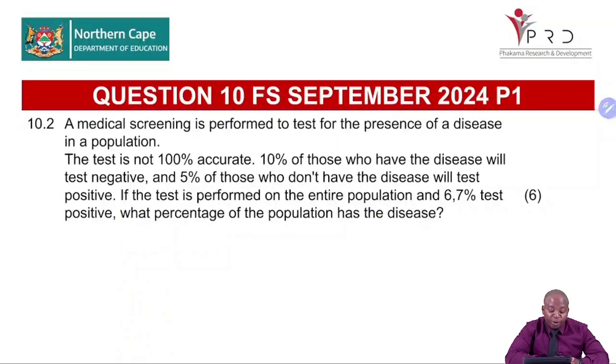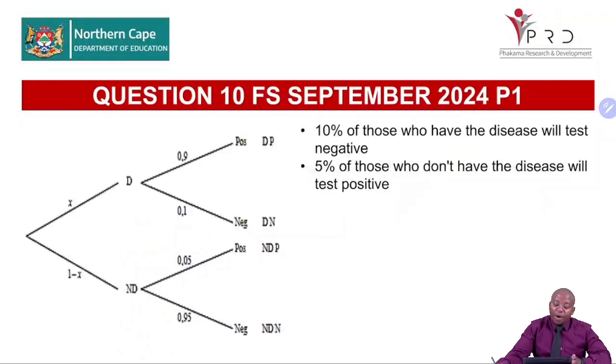Now, let us look at 10.2, grade 12. Now, 10.2 goes as follows. A medical screening is performed to test for the presence of a disease in a population. The test is not 100% accurate, okay? 10% of those who have the disease will test negative, and 5% of those who don't have the disease will test positive. Now, if the test is performed on the entire population and 6,7% test positive, what percentage of the population has the disease?